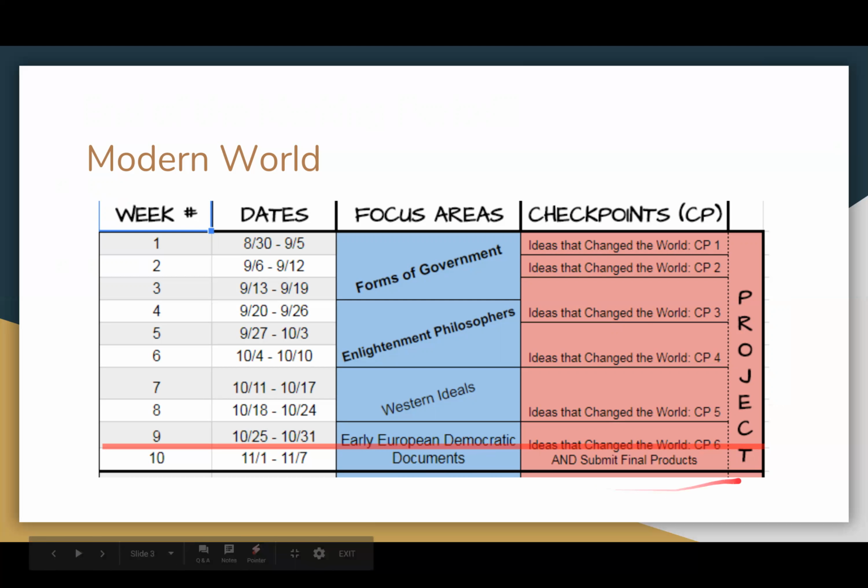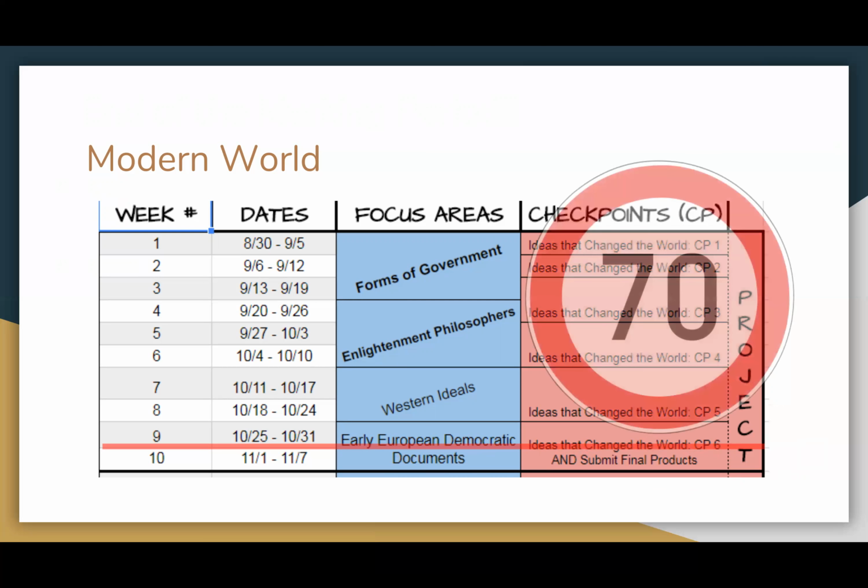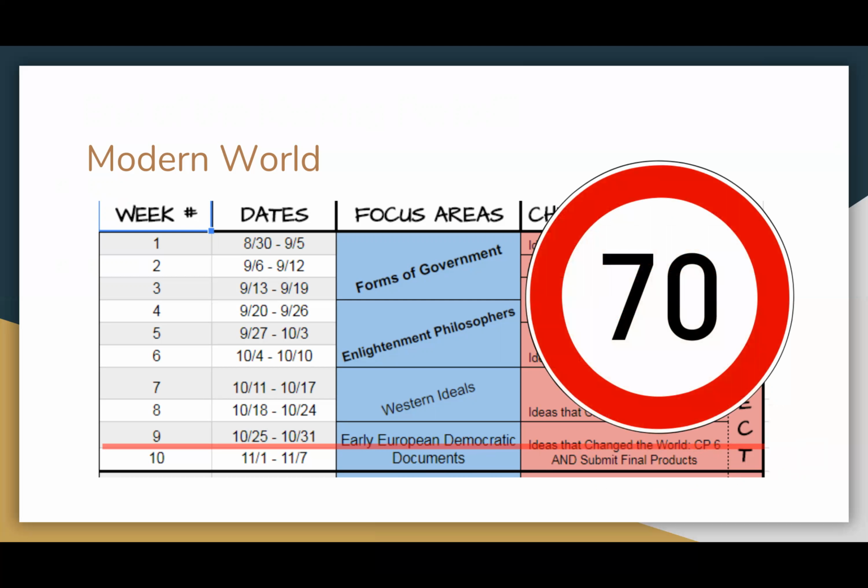More importantly are the checkpoints. So at this point, you should at least be working on that last checkpoint and working to submit the final product for that. So again, the checkpoints in the project are worth a combined 70% of your grade. So overall, 70% of your grade is made up from those projects.